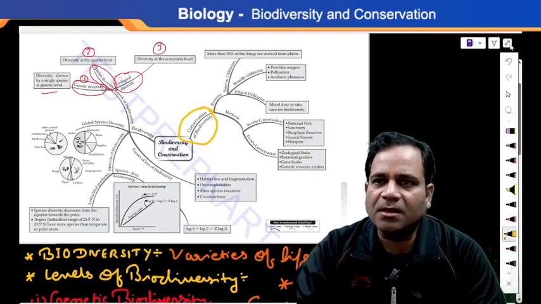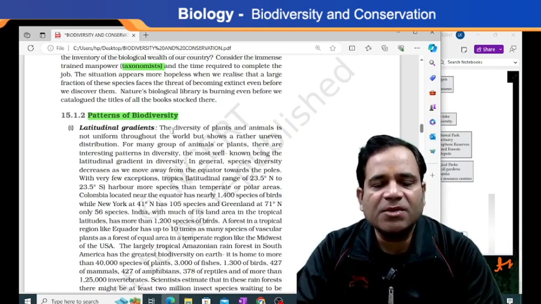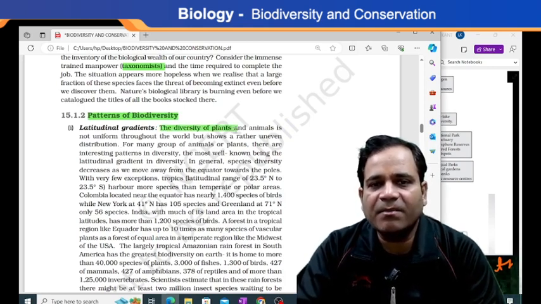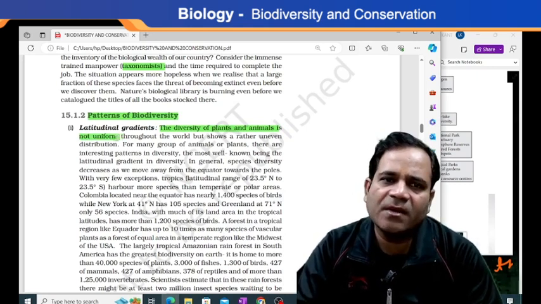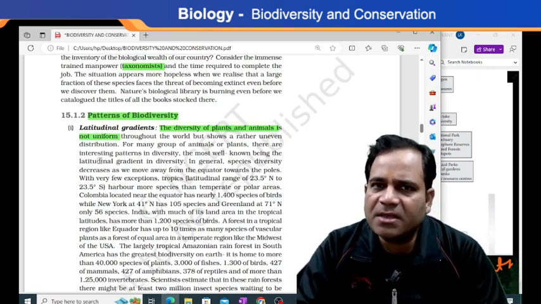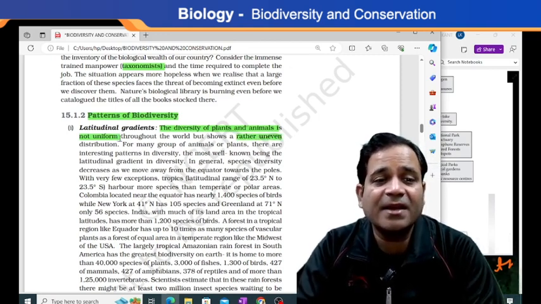Are you getting this one thing or not? See, in NCERT it is also given: latitudinal gradient means that the diversity of plants and animals is not uniform. Yes, we know it is not uniform because the climatic condition is not the same throughout the world, so there is a rather uneven distribution.